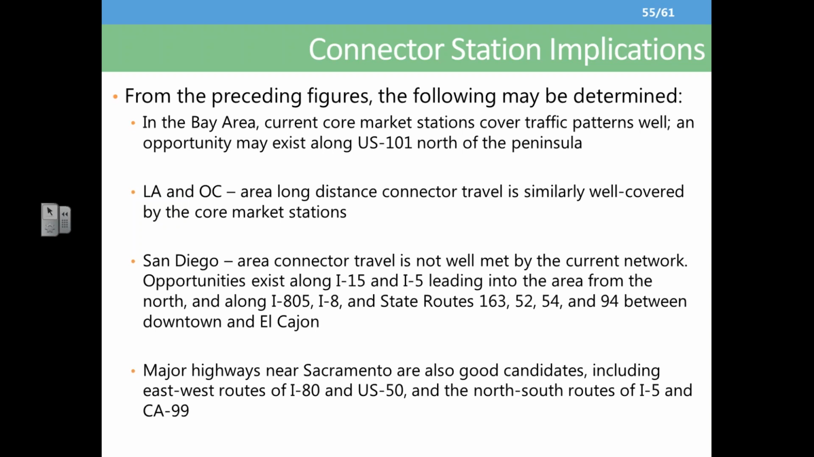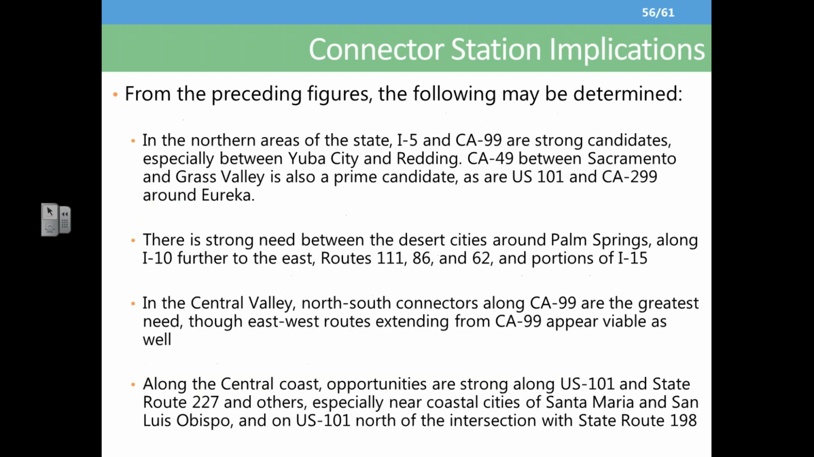San Diego, opportunities exist along a lot of places, I-15 and I-5 leading into San Diego from the north, along 805, I-8, and these various state routes between downtown and El Cajon. Major highways near Sacramento, including the east-west routes of I-80 and 50, and the north-south I-5 and 99. Again, a lot of this isn't really surprising because a lot of these are major highways, but at the same time, it's good to see what the comparison is to what we've funded.